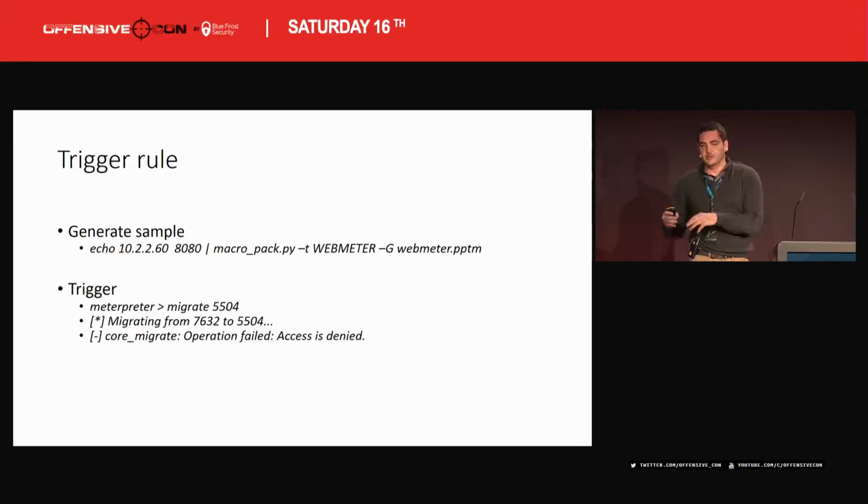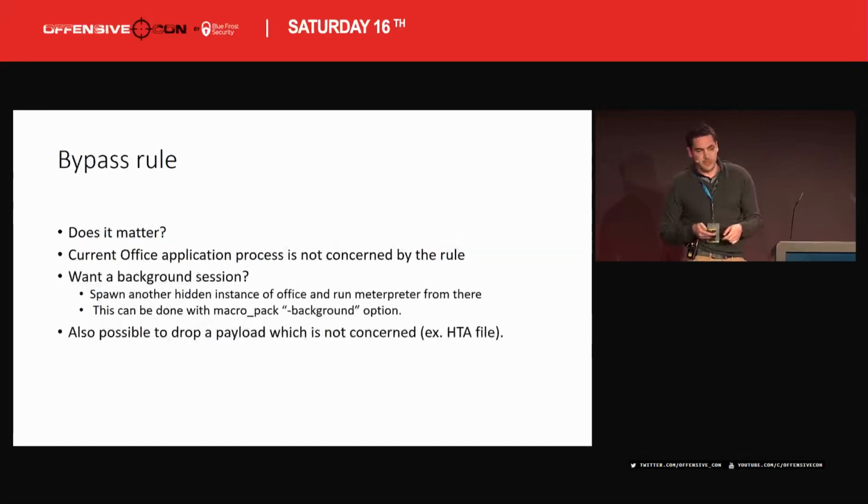But if I try to migrate to another place, now it's blocked. You see, operation failed, access is denied. So how do I bypass this rule? I didn't take the time to see all the various process injections that I could have tested. The thing is, it doesn't really matter that I can bypass this rule.